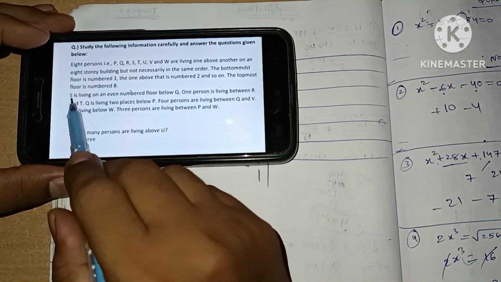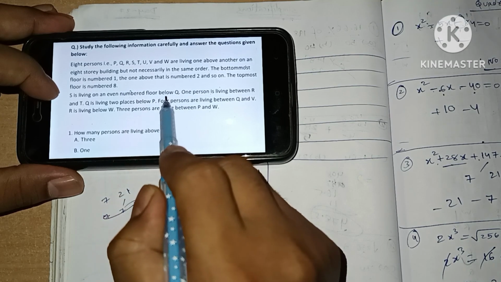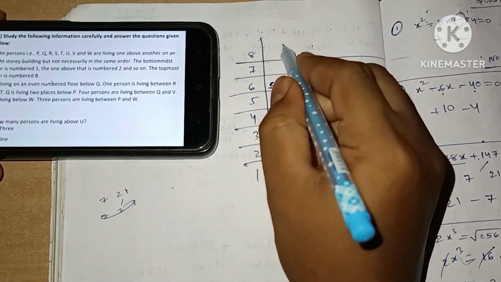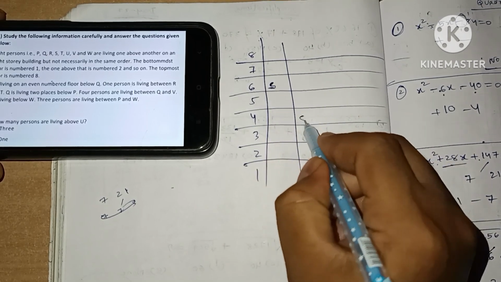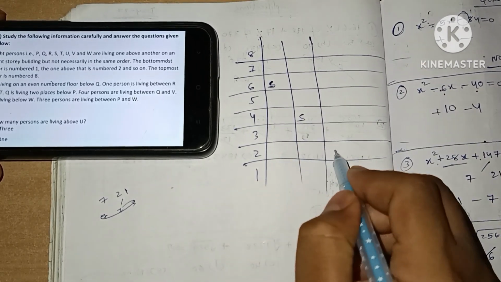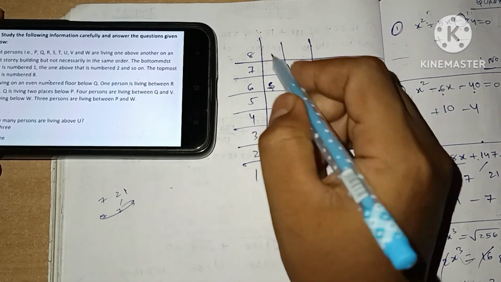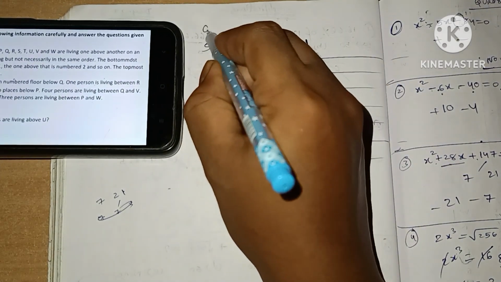According to the first statement, S is living on an even numbered floor below Q. So the place of S must be either 6 or 4 or 2. This is the only possibility because S is below Q. S sits below Q.